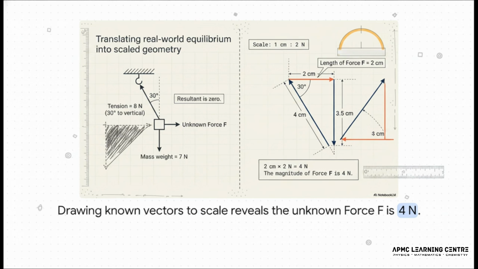Here's a real-world example. We start by drawing the 7 Newton weight vector, pointing straight down. Then, from the head of that vector, we draw the 8 Newton tension vector up at its 30-degree angle. The missing vector that gets us back home, back to our starting point, represents that unknown force F. We just measure its length, use our scale, and boom, we find it's 4 newtons.